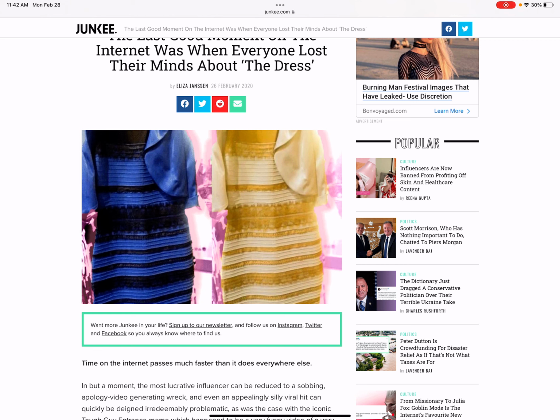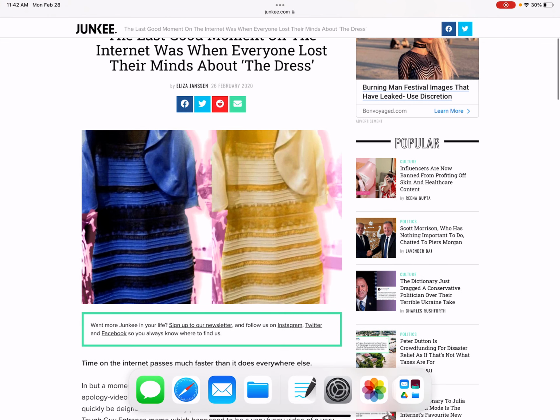Some people perceived it as blue with black lace. Some people perceive it as white with gold lace. Just depends on how your brain perceives it. It depends on what your brain perceives to be as the reflection. Now, in this picture, I see both. In the original picture, I only saw the white version. I never saw the blue.